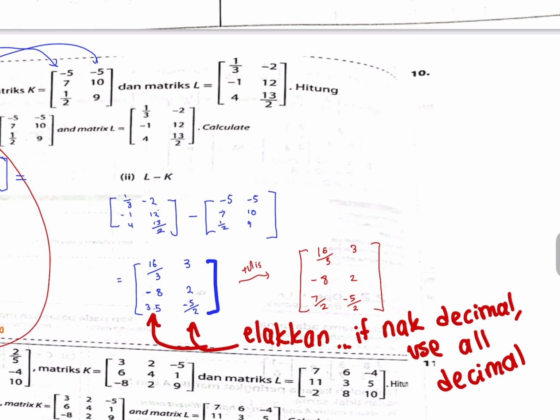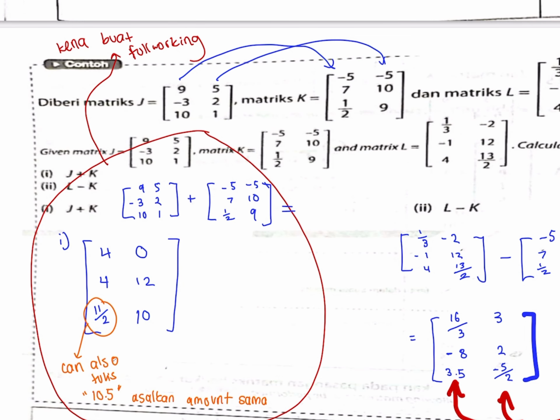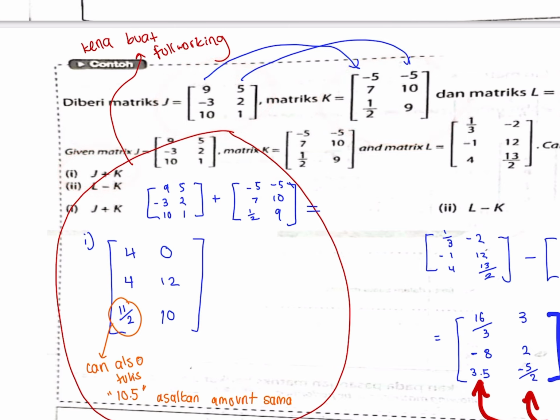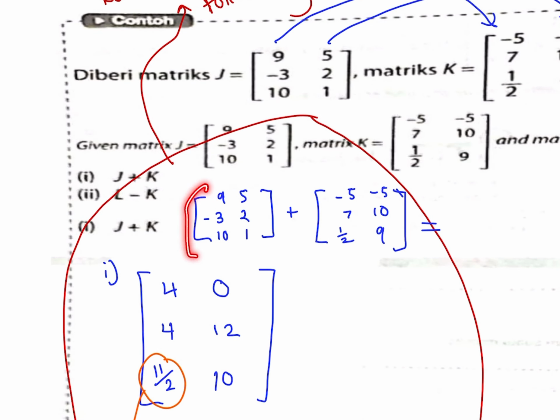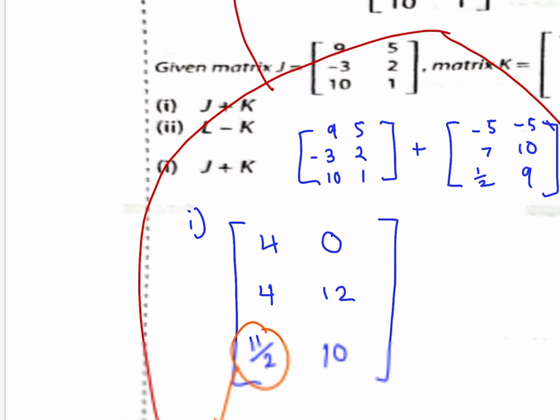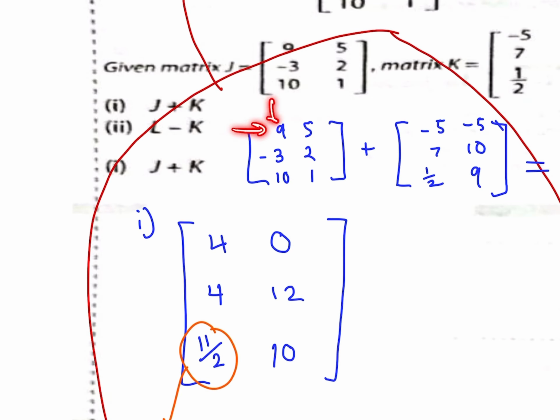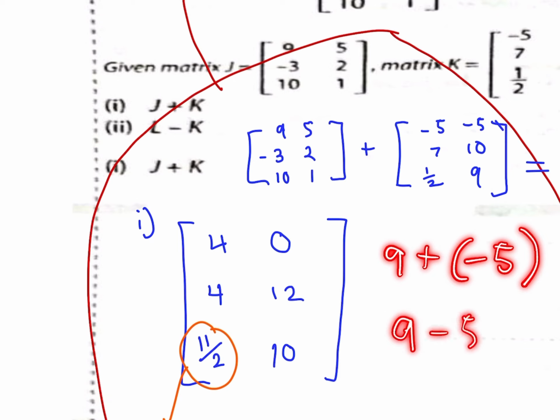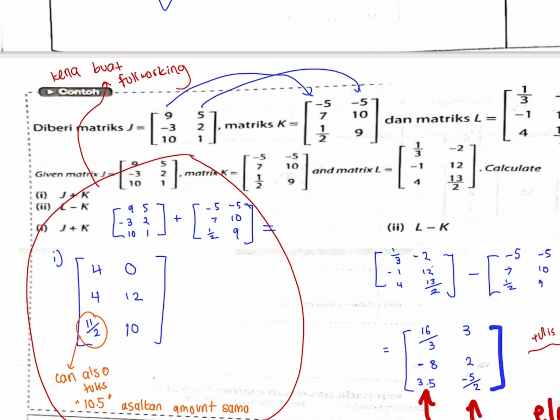Okay, so we must do full working. How do we do full working? If they say find the value of J plus K, so this is J, this is K. So J plus K. You must write J, then plus K. So you're going to add each and every single one. Understand? Row 1, column 1. So 9 plus negative 5. Write 9 plus bracket negative 5. So then open the bracket, 9 minus 5. You get 4. So this, row 1, column 1 is 4. The rest are the same thing.